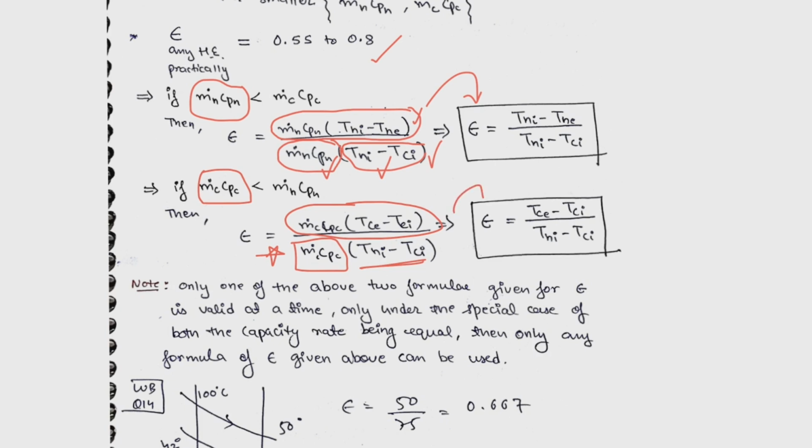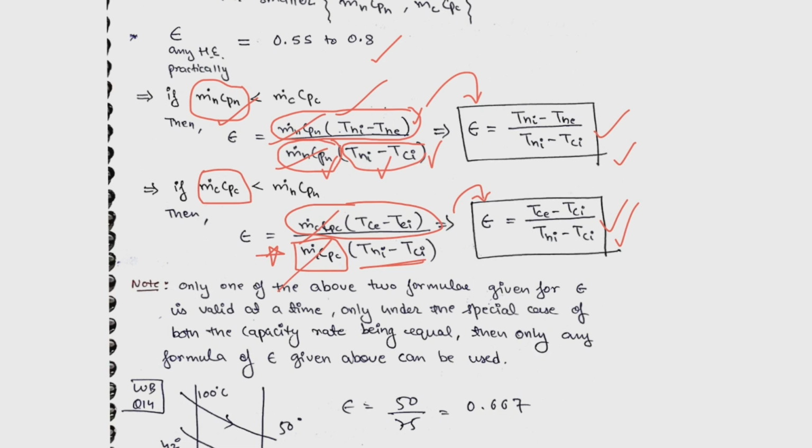But if you are writing the simplified formula, again there is a restriction. While writing the simplified formula, one should note that both in the numerator and the denominator there is the same heat capacity rate, so that it will get cancelled out and you will end up only with the temperatures. Let us say m dot h Cph is the smaller one. If you write m dot h Cph in the numerator like this, these two will get cancelled out and you will end up only with the temperatures. Similarly here also, these two will get cancelled out.